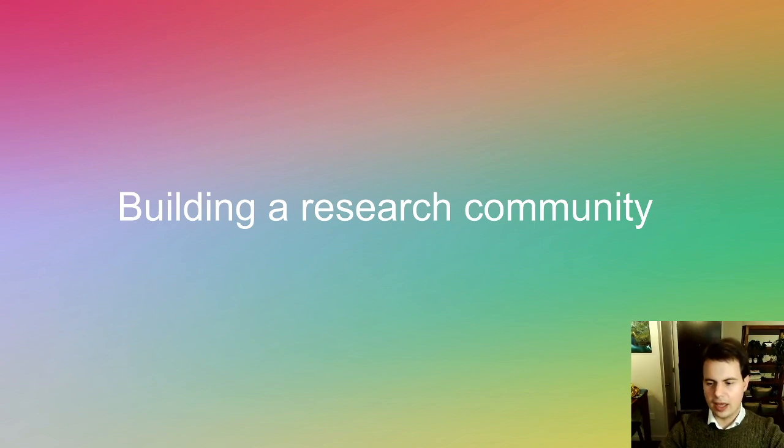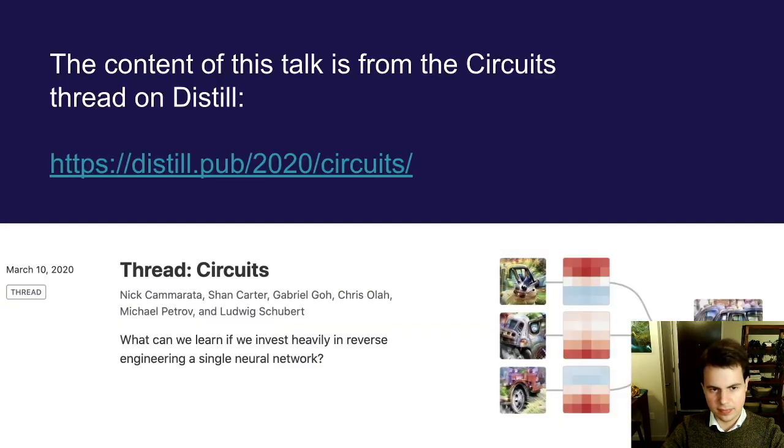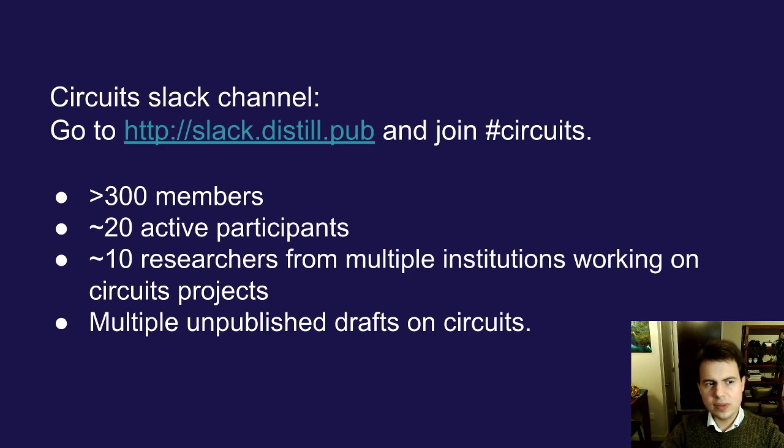Now, we actually aren't the only ones working on this, and we're really lucky to have had a community forming around these questions. So first of all, the results that I talked about today you can find on Distill in the circuits thread. This is a collection of essays that are earlier stage work exploring these questions. There's also a Slack channel, so you can just go to slack.distill.pub and join #circuits. There's about 300 members, 20 people who are quite active, about 10 people actively working on projects related to circuits from multiple institutions, and there's multiple unpublished drafts that you can go and read there.